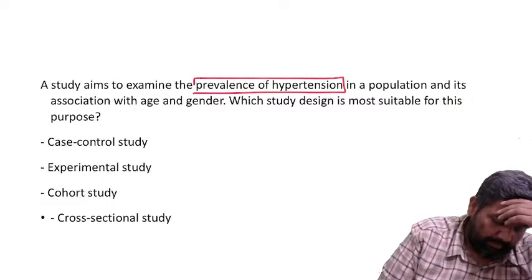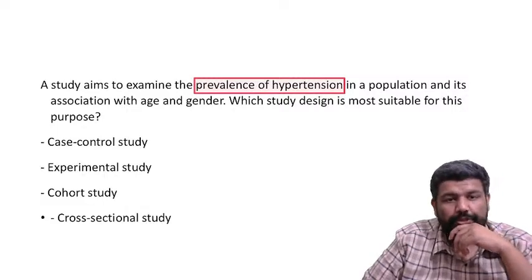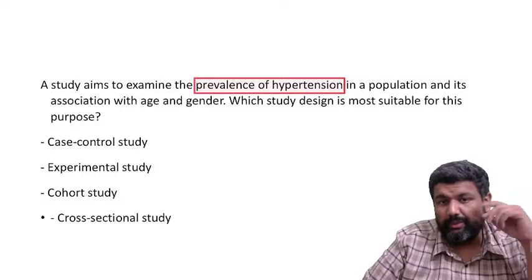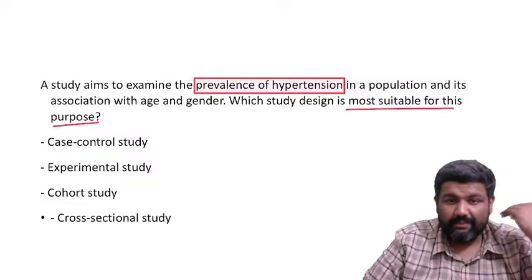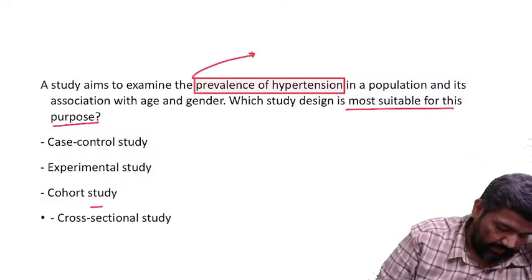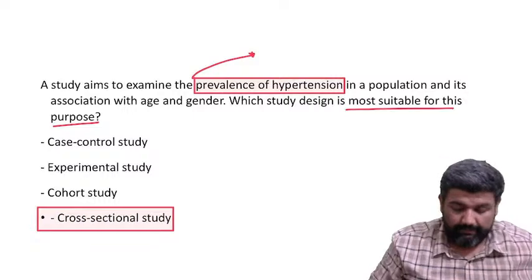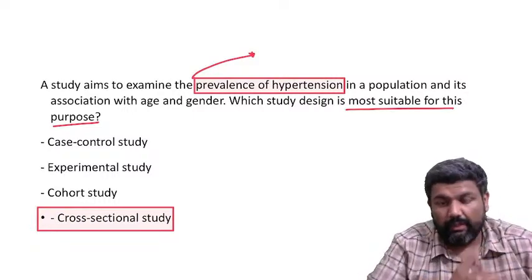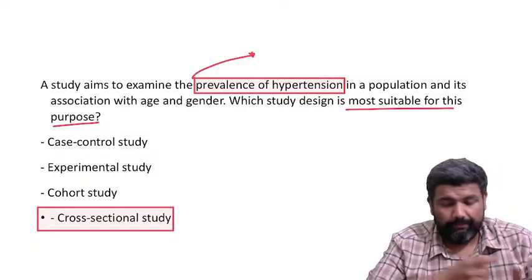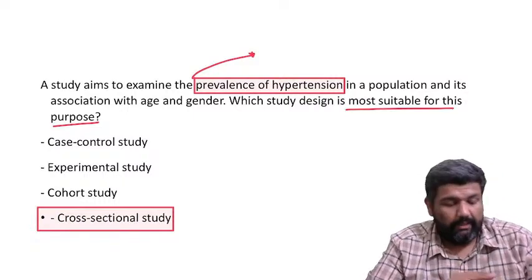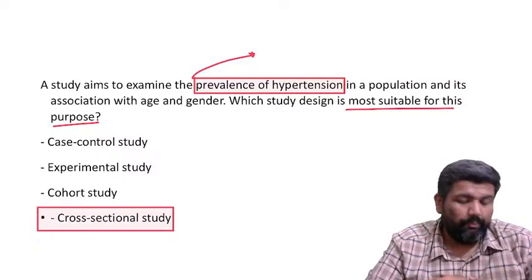A study aims to examine prevalence of hypertension in a population, its association with age and gender. Which study design is most suitable for this purpose? Which study gives us prevalence? It is the cross-sectional study which gives us prevalence. बच्चों, अगर मैं आपसे बात करूं important questions की, important topics की, test of significance, unpaired, paired बहुत important है, sampling methods बहुत important हैं, आपके लिए study designs बहुत important हैं, right? So ये सारी चीज़ें बहुत important है.